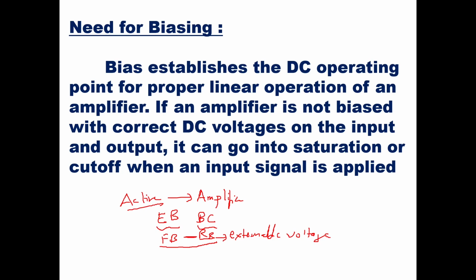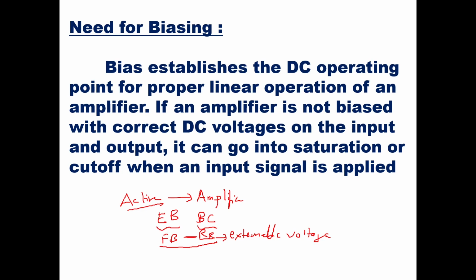If an amplifier is not biased with correct DC voltages on the input and output, it can go into saturation or cutoff when an input signal is applied. If you don't give the proper DC voltage and you give an alternating input signal to the transistor, then the transistor will alternatingly go into saturation and cutoff, on off, on off. It will not go into a proper mode of working.